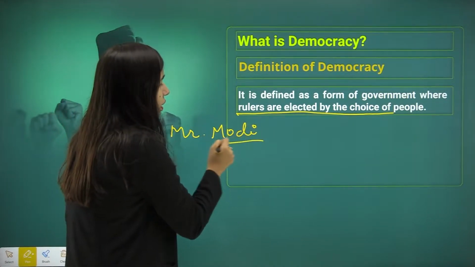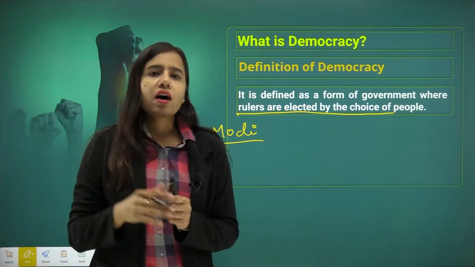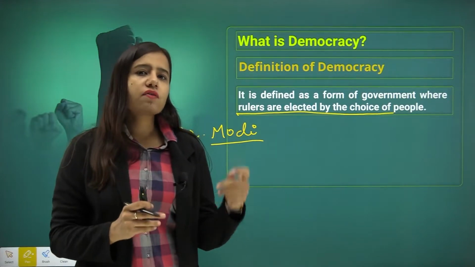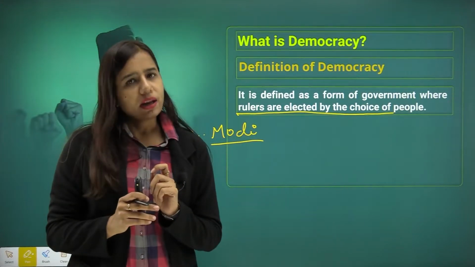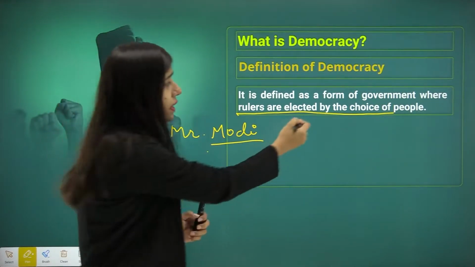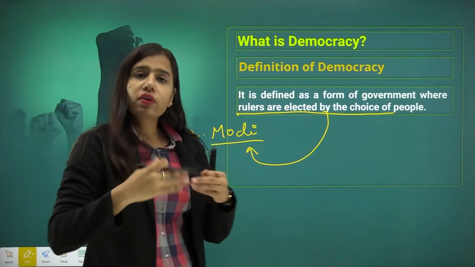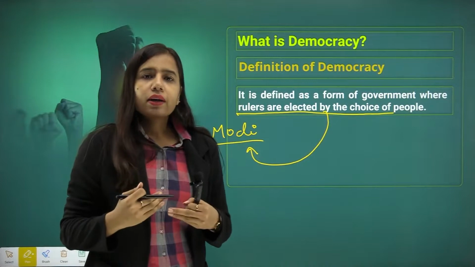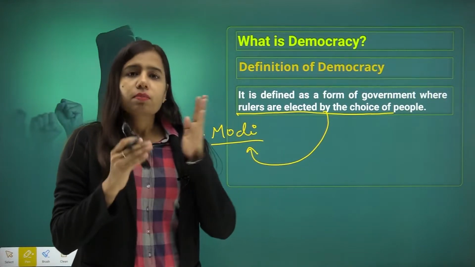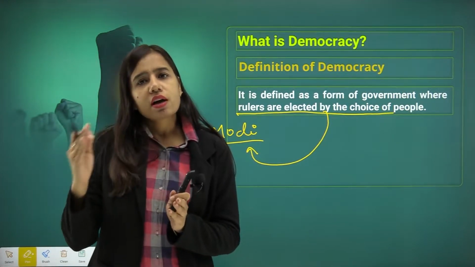Now, we, the people of India, those who are above 18, have the right to vote. So, they all have voted during the elections and they all have chosen Mr. Modi as the Prime Minister, right? So, Mr. Modi is the ruler who is elected by the choice of the people of India, right? So, we have chosen him. It was not that Mr. Modi was the son of the previous Prime Minister, right? Mr. Modi was chosen by the people. So, in a democracy, we can choose our own leader.